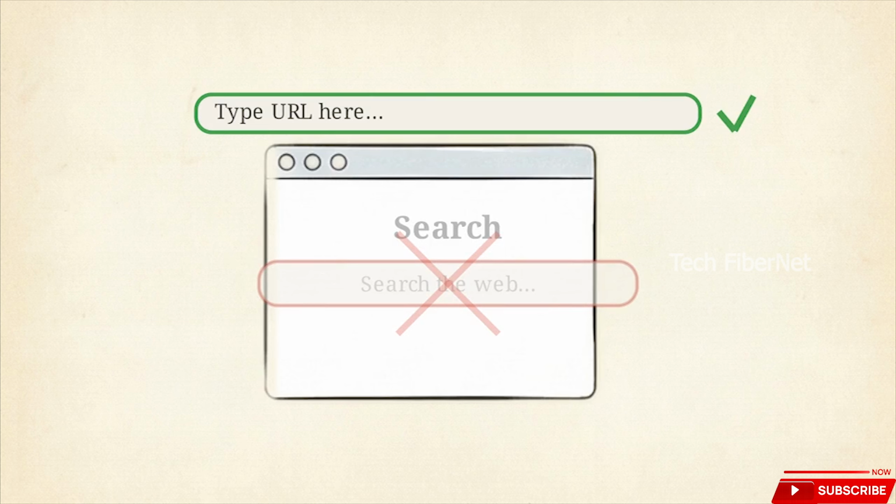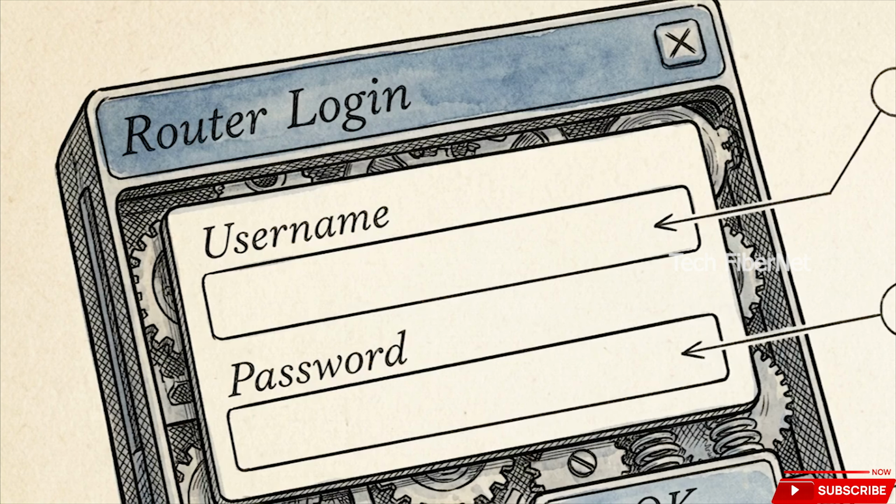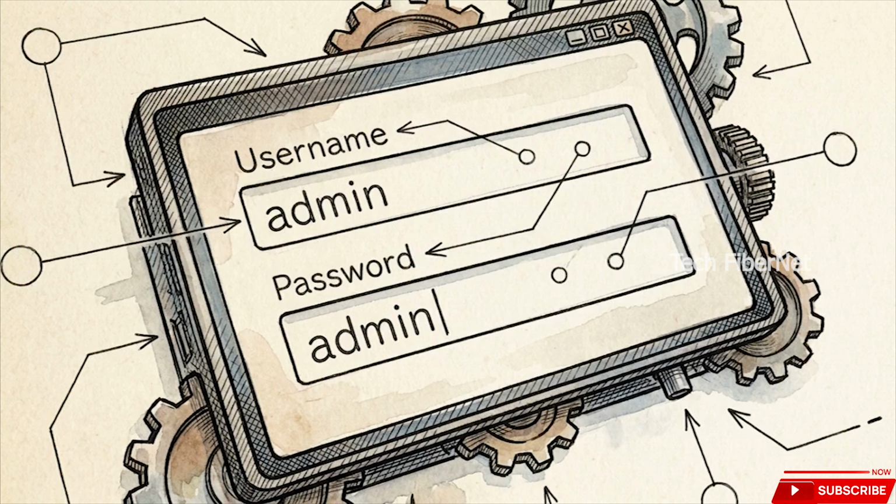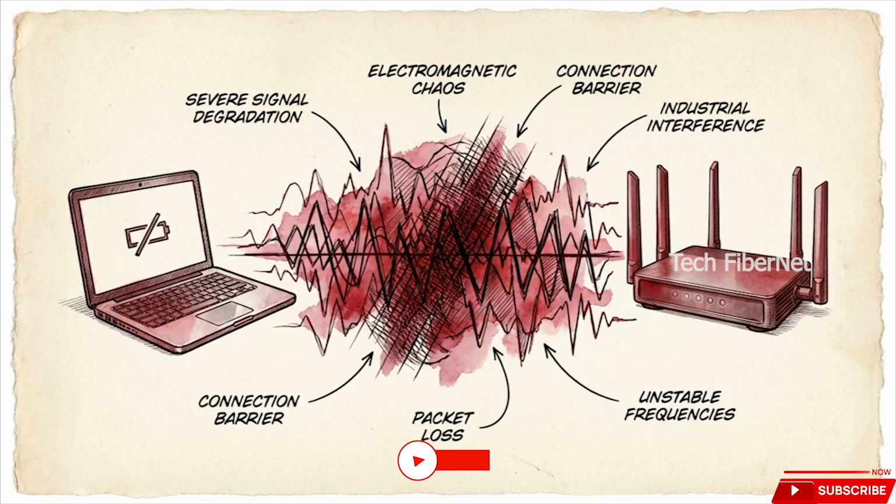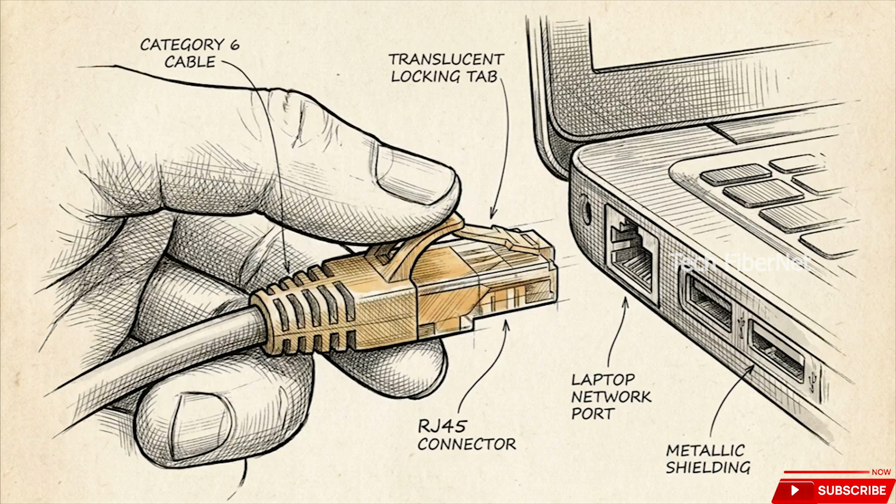Click it and type your gateway IP, usually 192.168.0.1 or 192.168.1.1. Press Enter to load. A login screen will pop up. If you haven't set a custom password, try the factory default credentials, which are usually the word admin for both username and password. If that login page refuses to load over your Wi-Fi, wireless interference might be the culprit. Take a physical LAN cable and plug your laptop directly into the back of the router.